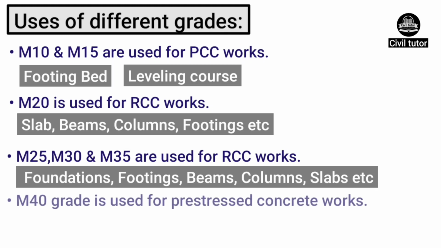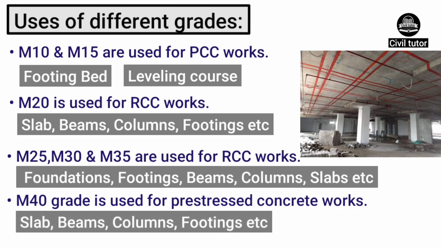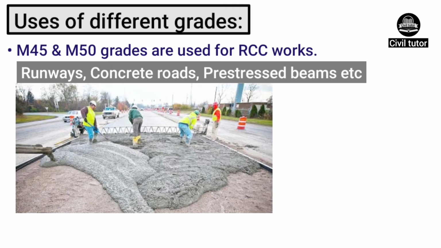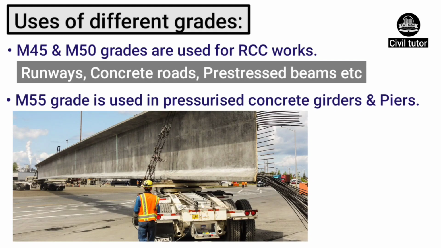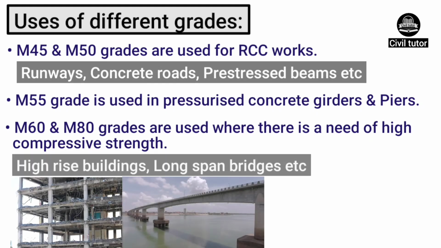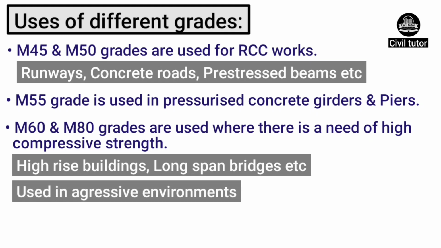etc. M40 grade is used for prestressed concrete works in slabs, beams, columns, footings, etc. M45 and M50 grades are used for RCC works in runways, concrete roads, prestressed beams, etc. M55 is used in pressurized concrete girders and piers. M60 and M80 grades are used where there is a need of high compressive strength, such as in high-rise buildings, long span bridges, etc. These grades are used when the constructions are to be done in aggressive conditions.